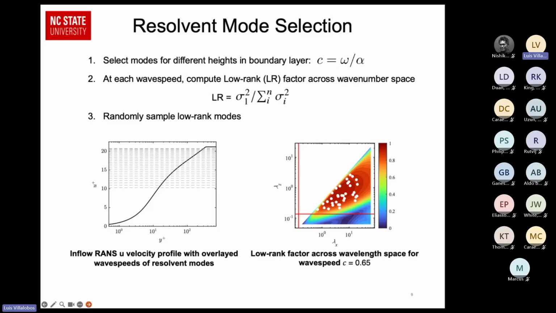The second step that we do is that we compute the low rank factor across wave number space. So we take alpha and beta, we compute the resolvent operator for a range of those values, and we see where the resolvent operator selectively amplifies modes. So where is the first singular value of the resolvent operator high? And that's that contour plot you see on the right. You can see that only for certain combinations of streamwise and spanwise wavelength will the resolvent operator give you a low rank sort of response. And when it does that, we basically assume that those are where the turbulent structures live, and that's where we sample. And those white dots are an example of where we would sample those modes, right in that low rank region.